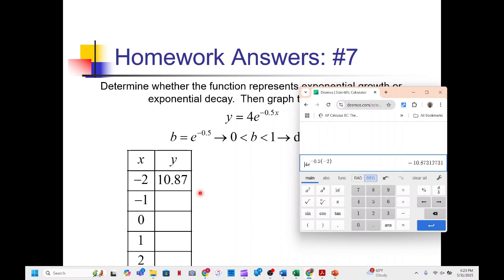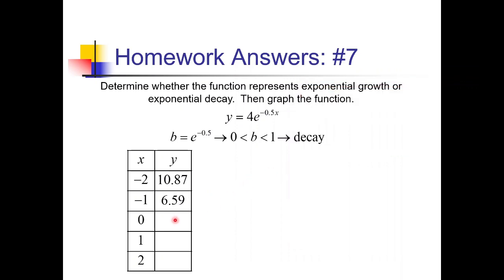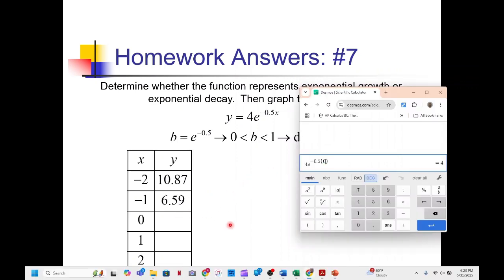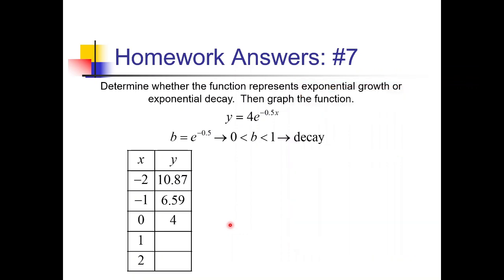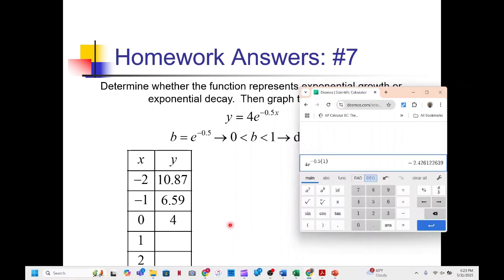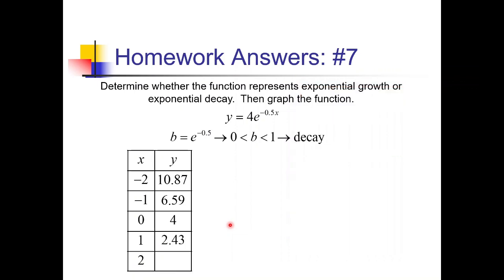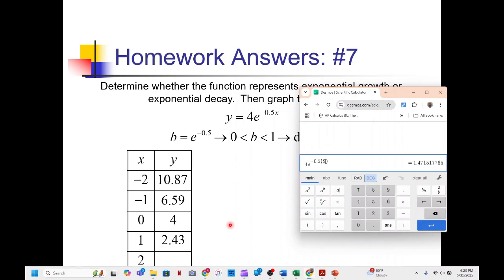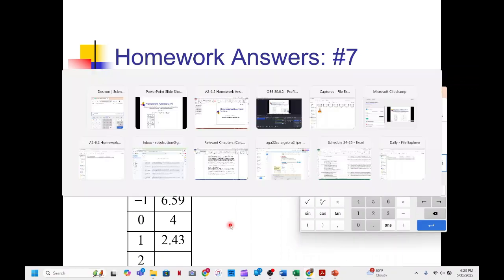And if I plug in negative 1, let's go back to the exponent. So that's about 6.59. If I plug in 0, that's 4. Plugging in 1, we've got about 2.43. And then plugging in 2, that comes out to about 1.47.